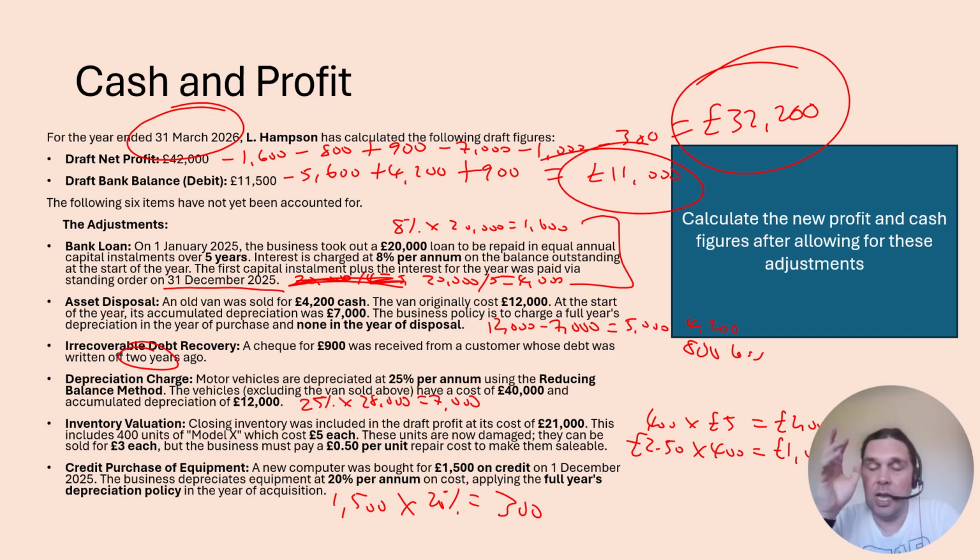And so if this comes up, they had an 8 marker on the difference between profit and cash last year. It was particularly awkward. They've also had a 14 marker before where you've had to work out profit and bank, which is slightly similar to this one. So what we've got is 6 adjustments, and what you've got to think about is where they would sit in the income statement or where they would sit from a cash flow point of view. So at the top, I've put that profit after all these adjustments will be 32,200 and bank will be 11,000.